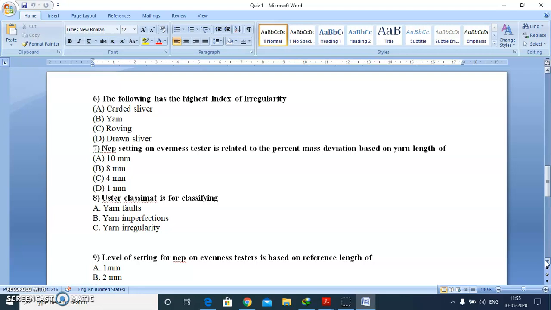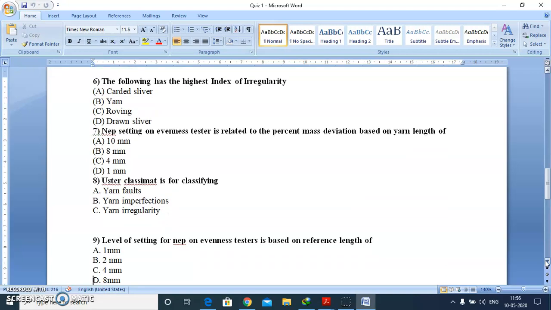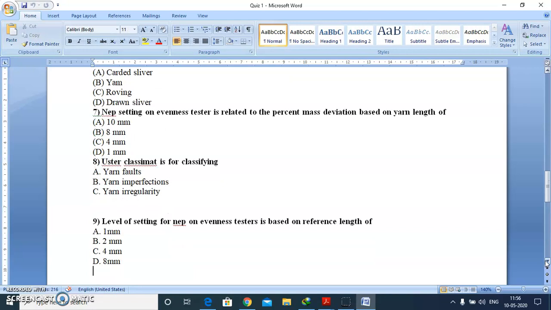Next is NEP setting on evenness tester, related to PMD, based on yarn length. Whenever we are asked about NEP setting on evenness tester and we are asked about the yarn length, then the yarn length limit for NEP is 4 mm. And the ninth question, where they are asking about the reference length for evenness tester for NEP measurement, it is 1 mm. Instruments are set to give the results based on reference length of 1 mm, but the definition on yarn length is up to 4 mm. NEP is up to 4 mm.